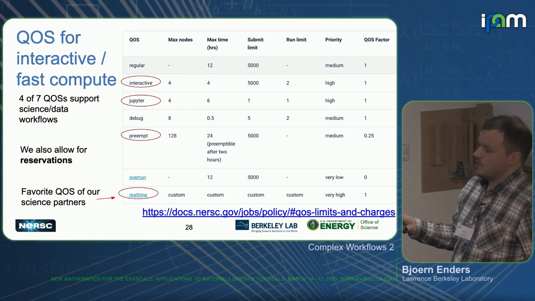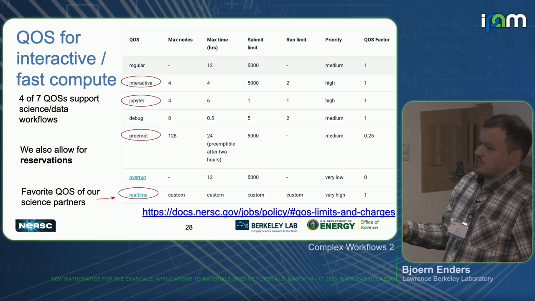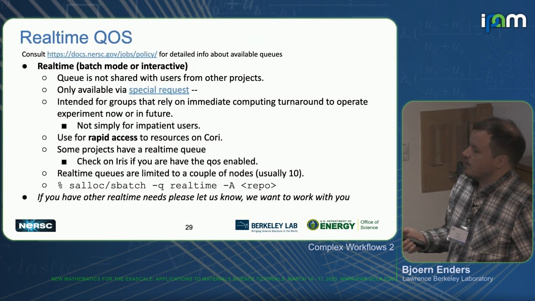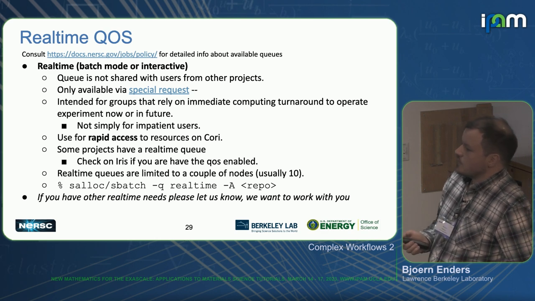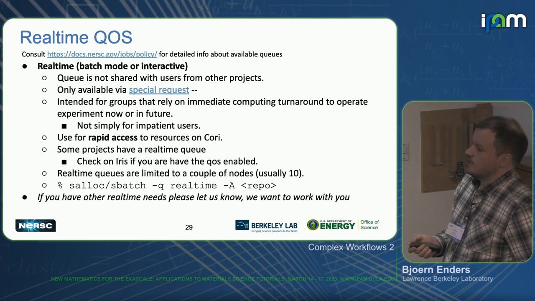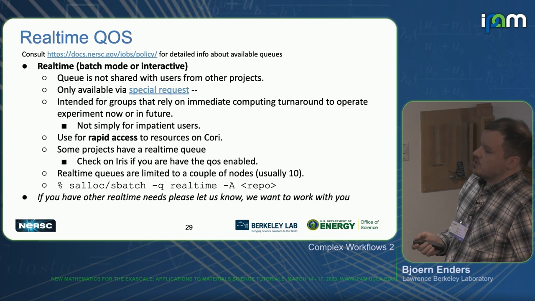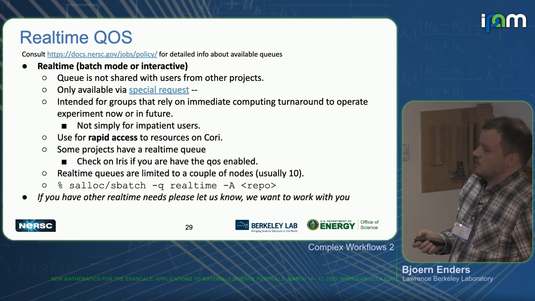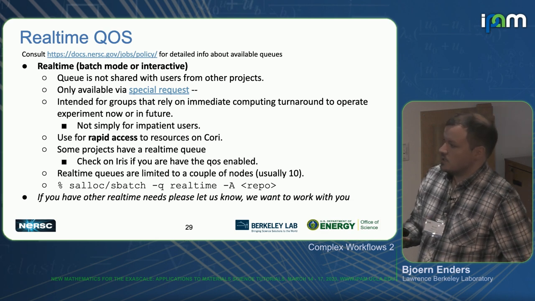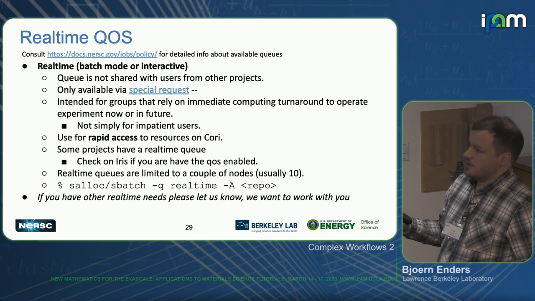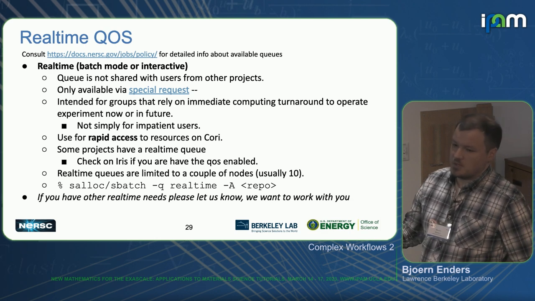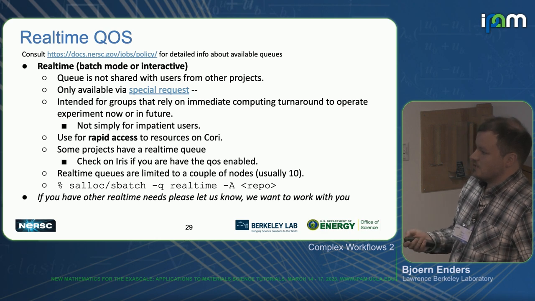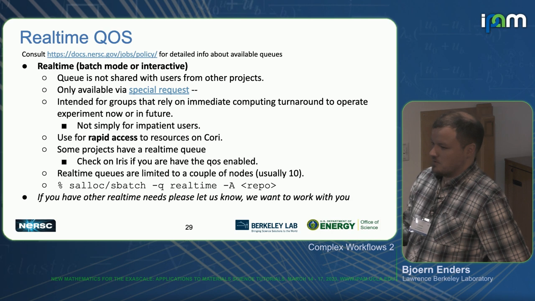You don't have to be an experimental facility, and you don't have to have a training event. It's all decided on your reasoning. Right, so about the realtime queue in a bit more detail: you can use it both in batch and interactive mode. I said it's only available by special request, but the cool thing is that it's not shared with other users or projects, so all the nodes on it are really just for you. If you want to use it, you again have to give a really good reason. You can't just say it takes too long for my jobs to run. That's not enough. You have to make a good scientific case for why you want to use the realtime queue. We're usually very accommodating, so we would like to help you out.